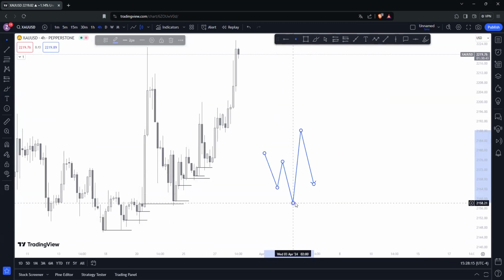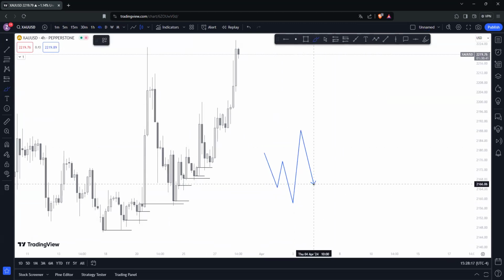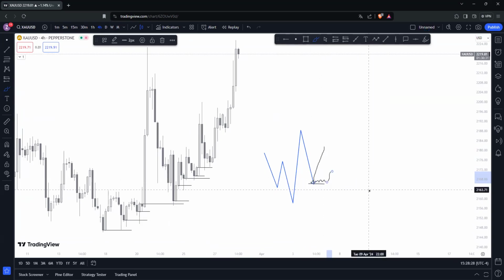So after entry, if M15 goes away fast from your entry, your break even is going to be after 50 pips. But if it's still choppy and after going up 30 pips, just put your break even. So if the M15 momentum is slow, 30 pips is your break even. If the M15 momentum is fast, then your break even is at 50 pips.